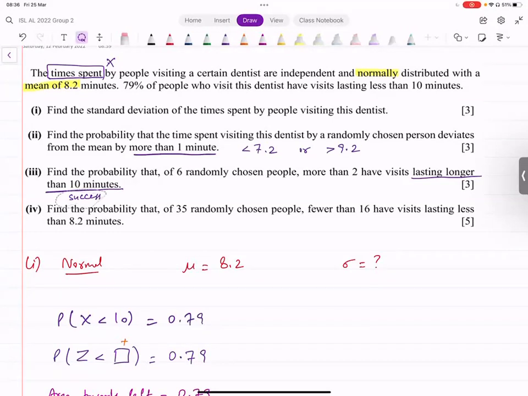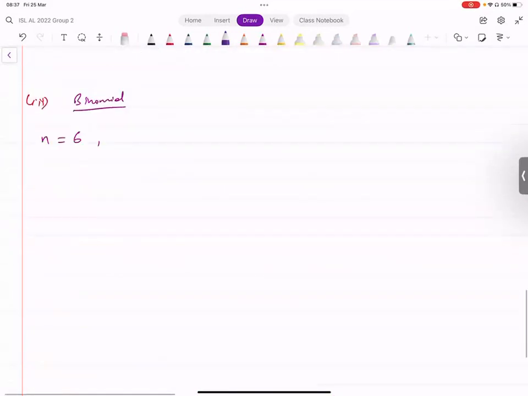Now, do we have that information here? हमें उसने बताया हुआ है 79% of people have visits lasting less than 10 minutes. तो more than 10 minutes की क्या probability होगी? 0.21. 0.21, right? तो वो हम यहाँ पे निकाल लेते हैं. This is 0.21. So probability of success जो यहाँ पर हम define करेंगे, we say that is 0.21. So that's your binomial distribution.